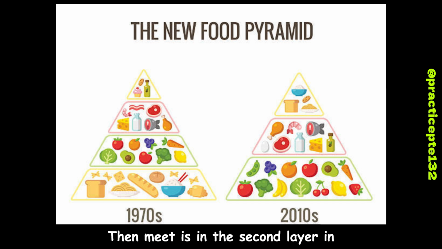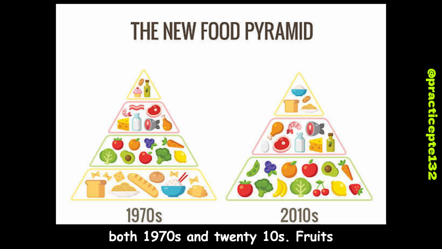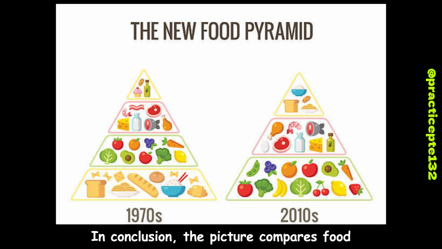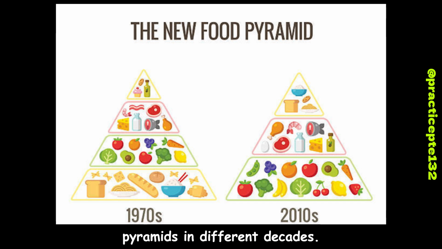Then meat is in the second layer in both 1970s and 2010s. Fruits are in the bottom layer in 2010s. In conclusion, the picture compares food pyramids in different decades.